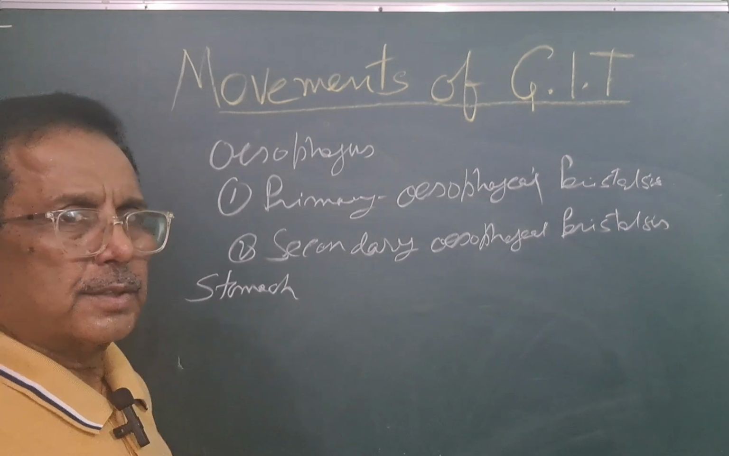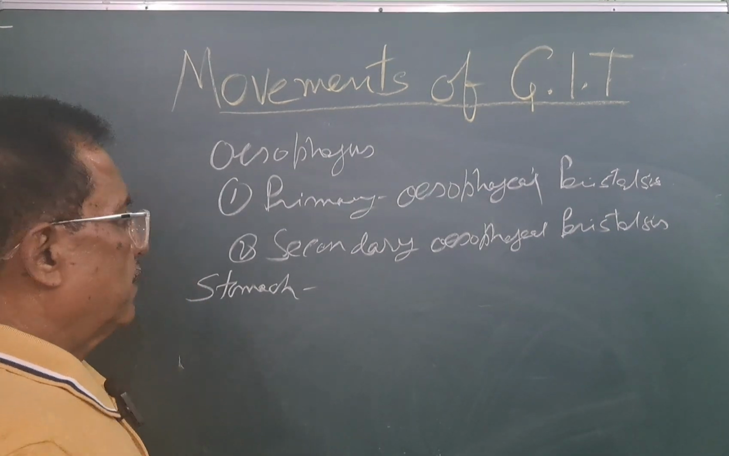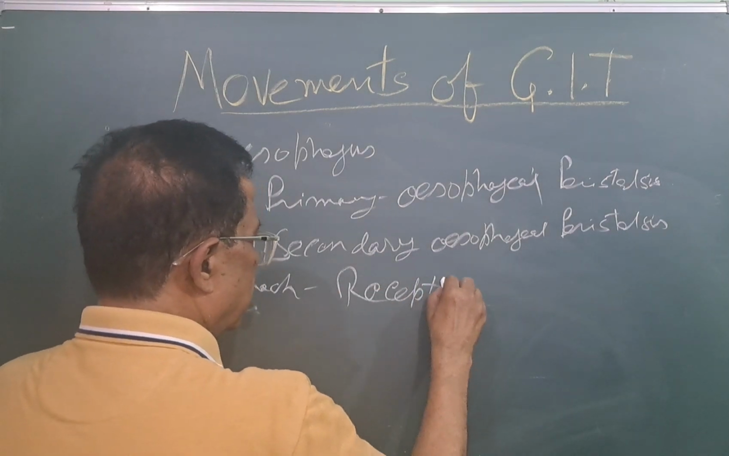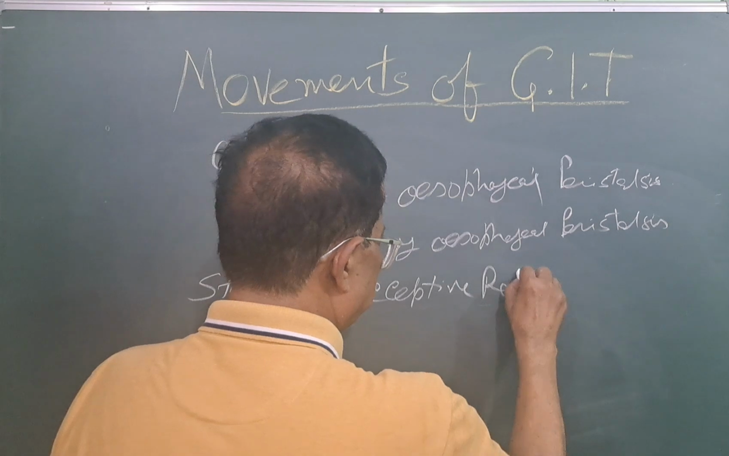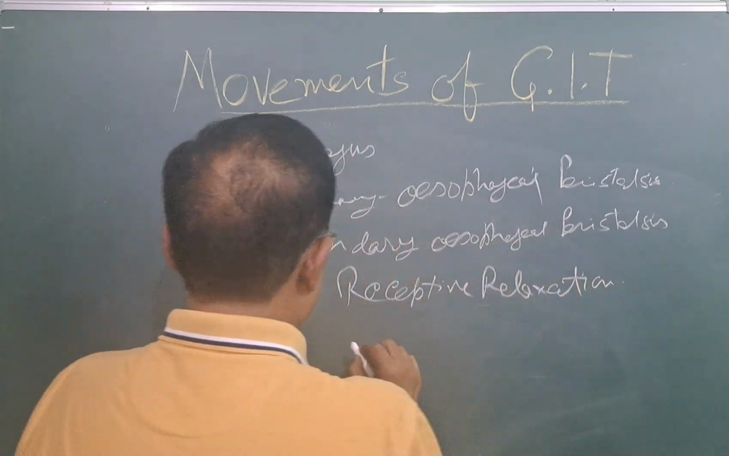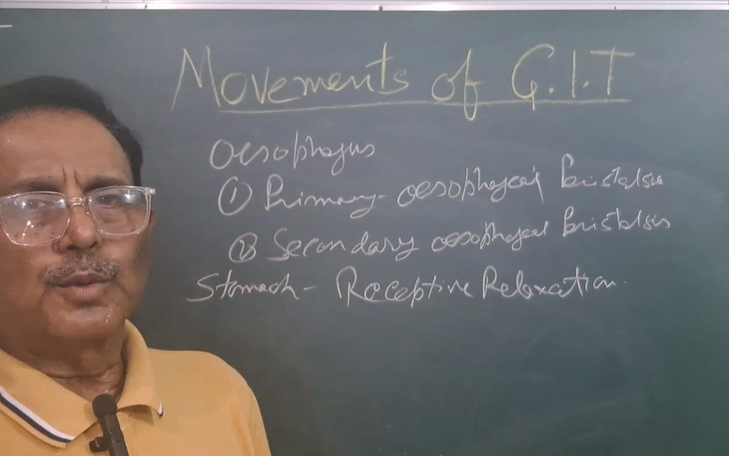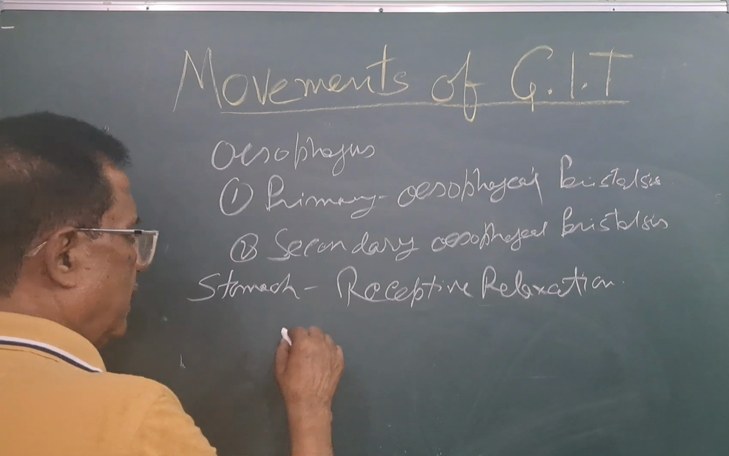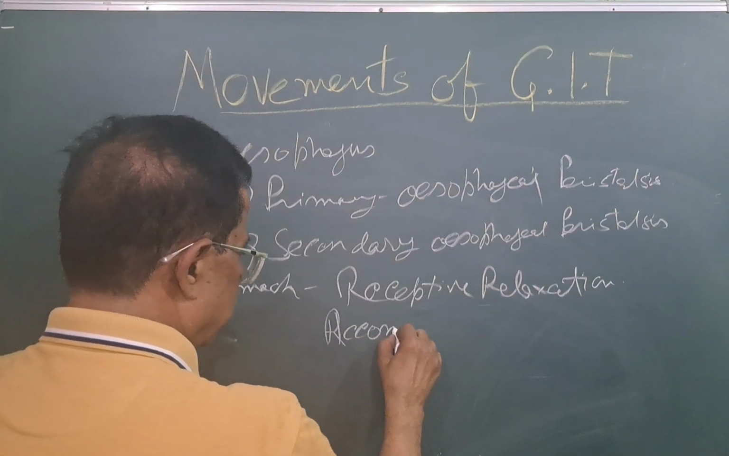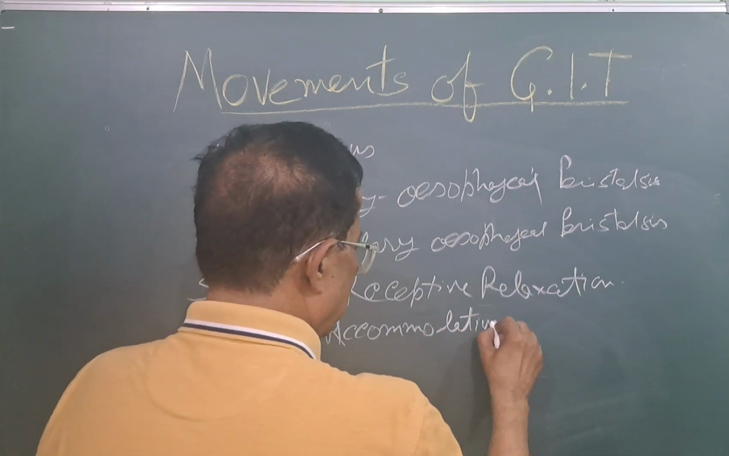When food enters into the stomach in a small amount, it causes receptive relaxation. And when the amount of food increases, it causes accommodative relaxation.